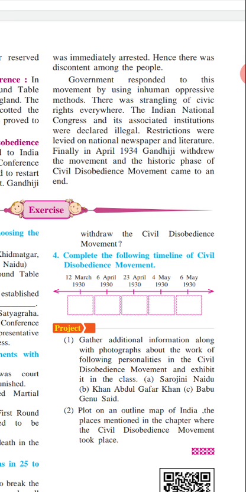At last, the government responded to this movement by using inhuman oppressive methods on the Indian people. Observing all these things, Gandhiji withdrew the civil disobedience movement in April 1934.